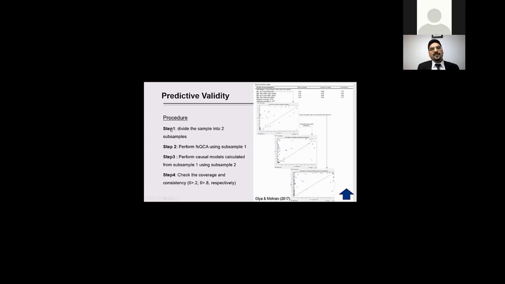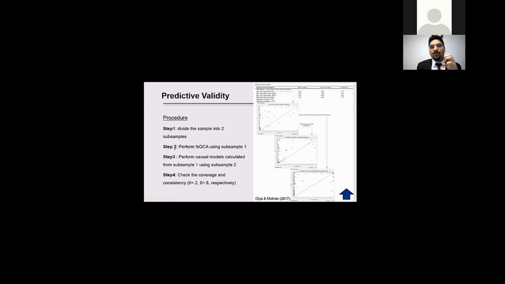The first step is that you need to have two samples or two data sets. Normally, we don't have two samples, so we divide or split our original sample into two samples. One is called subsample 1, and the other is subsample 2. Using subsample 1, we run fsQCA and come up with some causal recipes. Yes, like this causal recipe. This causal recipe emerged from subsample 1.